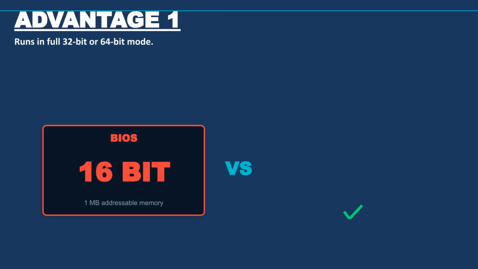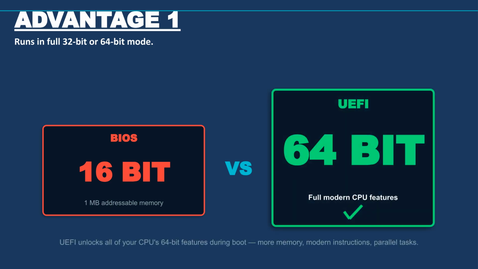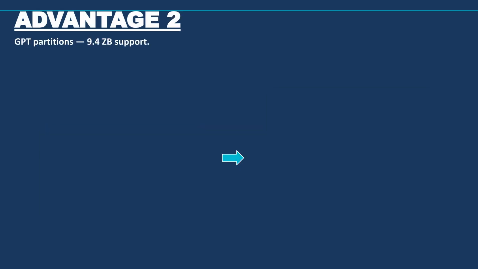One major advantage of UEFI is that it runs in full 32-bit or 64-bit mode. This unlocks all of your CPU's 64-bit features during boot, allowing for more memory, modern instructions, and parallel tasks.